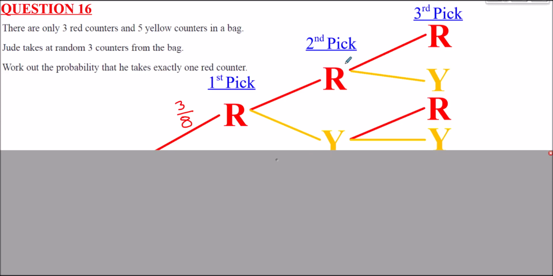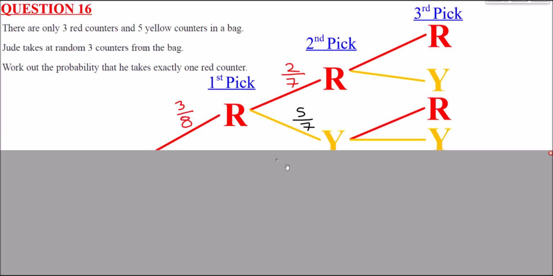Let's think about if just red was picked. For the second picking, if a red was picked first, there'd only be 2 reds left, and if one's been picked, there's only 7 left in total. So if red's picked first, there'd be 2 reds out of 7 left for the second picking. If 2 out of 7 are red, the other 5 out of 7 would be yellow.